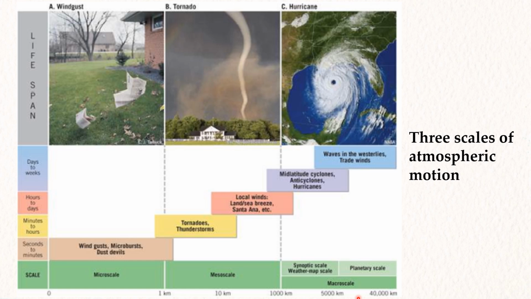If you notice here, again, the macro scale is divided into two different categories. First is the synoptic, or the weather map scale, and the example here is a hurricane. The second one is the planetary scale, which includes the waves in the westerlies, or the trade winds. So these are the three scales of atmospheric motion, or scales of motion in simpler terms.